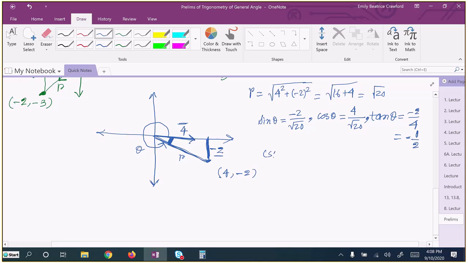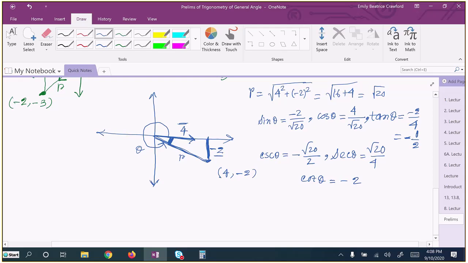Cosecant of theta is going to be the reciprocal, so minus square root of 20 over 2. Secant of theta is square root of 20 over 4. Finally, the cotangent of theta is -2. That's the reciprocal of -1/2.